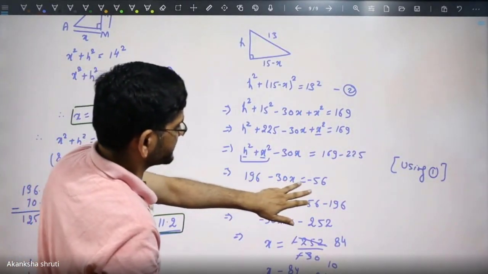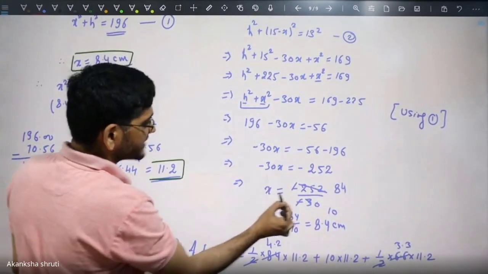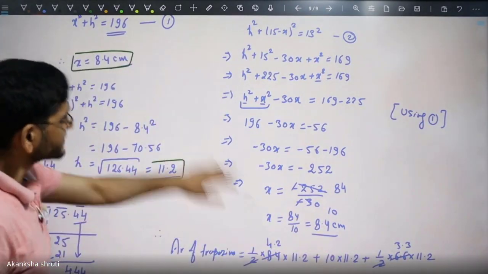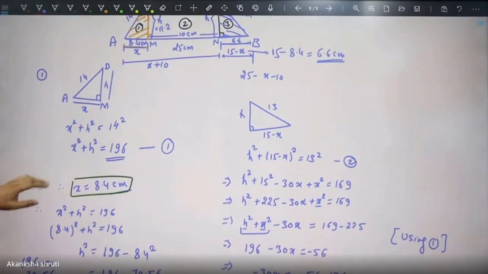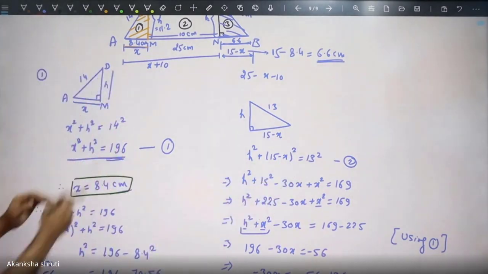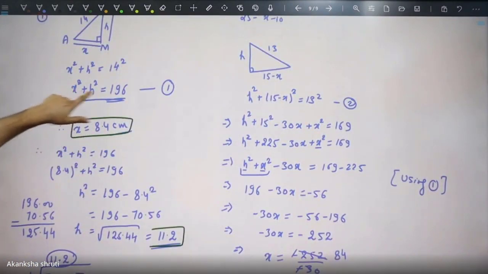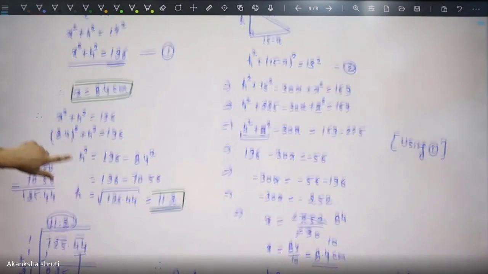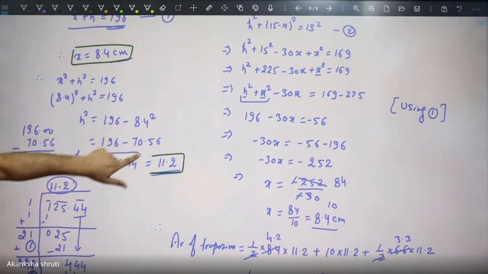196 minus 30x is equal to minus 56. This way, x is calculated as 8.4. When this x is calculated, then again we need to calculate h. How can h be calculated? x and h are related by this formula or this formula, but it appears convenient to calculate with this one. So substitute x equals 8.4 in this. This can be written as 8.4 square plus h square is equal to 196. So h square is equal to 196 minus 8.4 square.